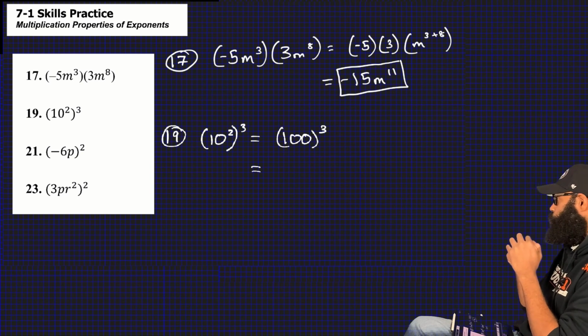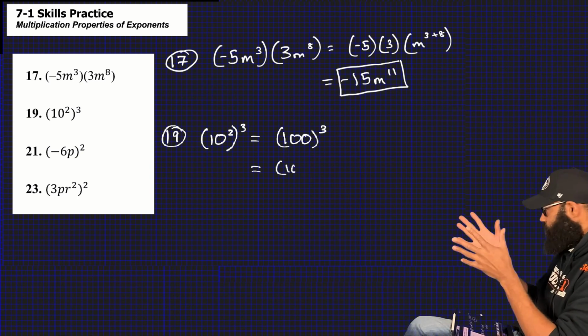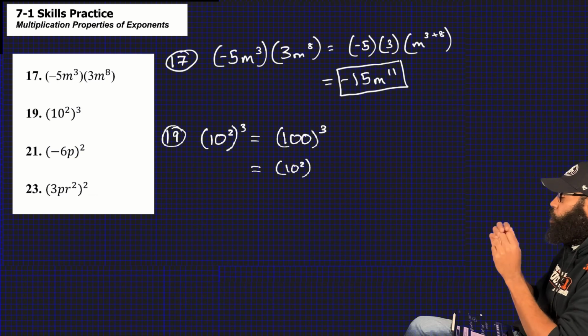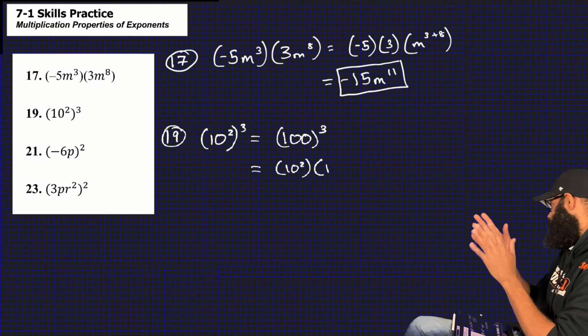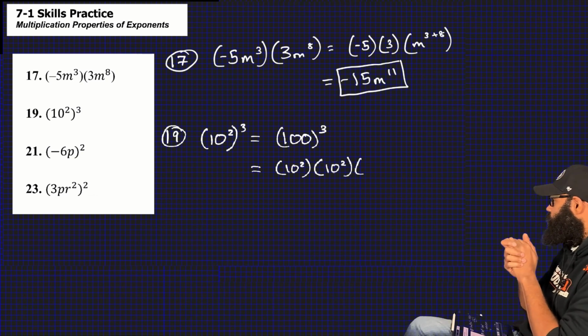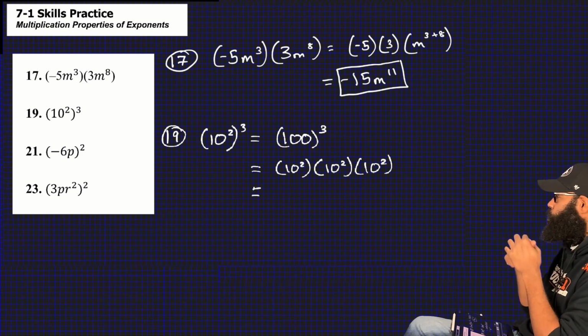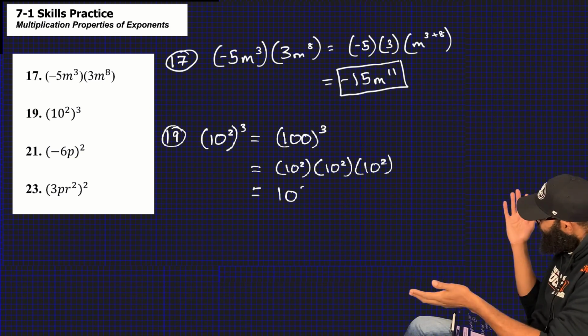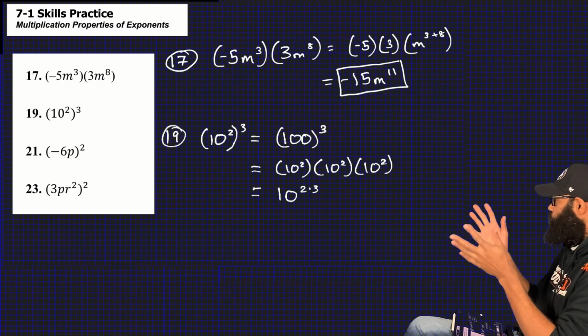All right? Well, 10 to the second times 10 to the second times 10 to the second, or 100 times 100 times 100. Whichever way your brain wants you to calculate this, guys. But to me, I'm going to use the rule. What's 2 times 3? Bam. 6. You got it, right?